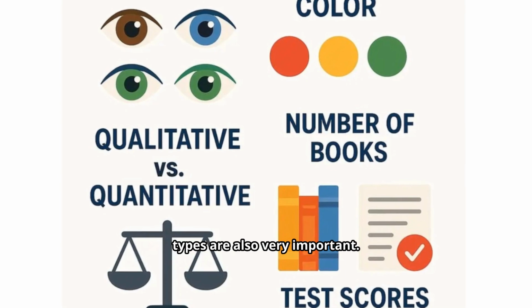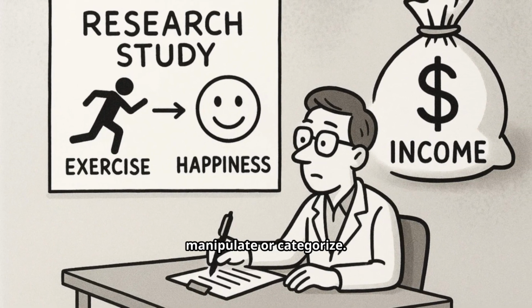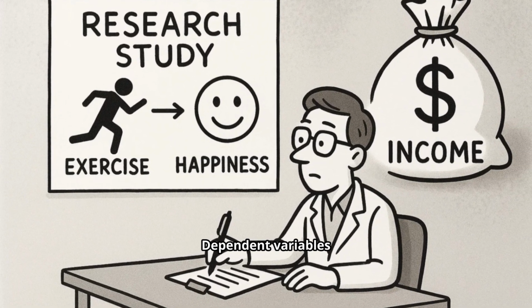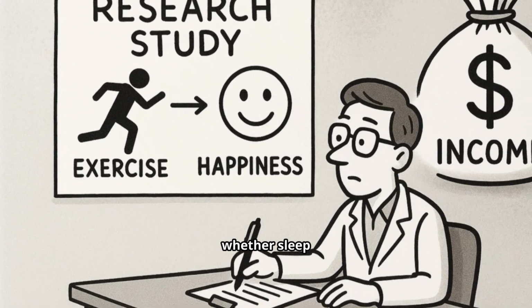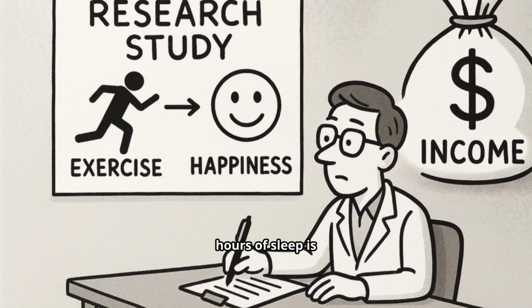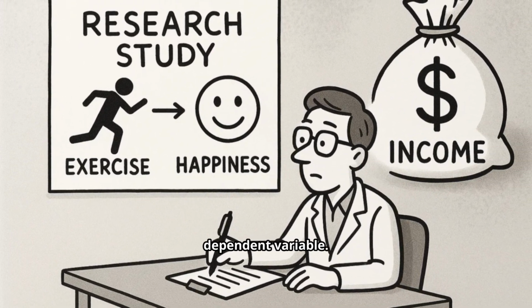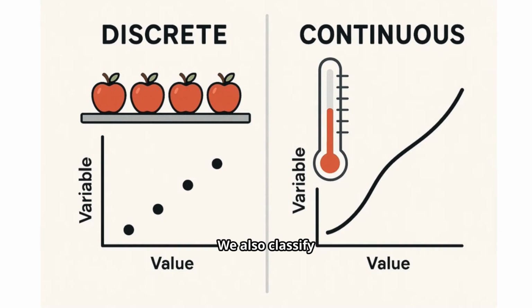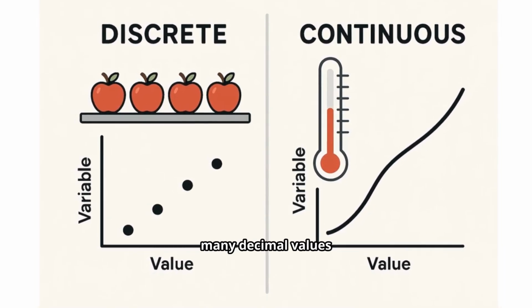Variables and their types are also very important. Independent variables are what researchers manipulate or categorize. Dependent variables are what researchers measure in response. For example, if you're testing whether sleep affects memory, hours of sleep is the independent variable, and memory test performance is the dependent variable.